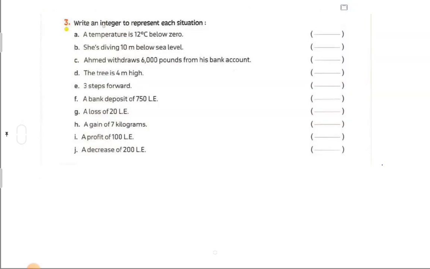Now, write an integer to represent each situation. Point A, temperature below 0. When you find the word below, it means negative 12. Diving 10 meters below sea level. Below sea level, negative 10. Ahmed withdraws 6,000 pounds from his bank account. When he takes money from his bank account, this number is negative.